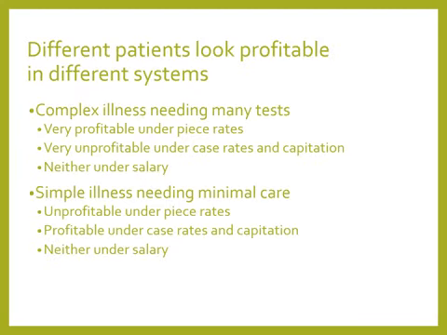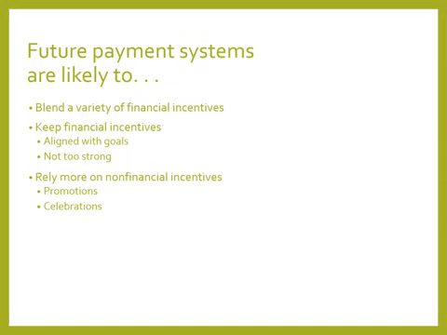So different patients look profitable in different systems. Complex illnesses needing many tests are very profitable under piece rates, very unprofitable under case rates and capitation, and neither under salary. Simple illnesses needing minimal care are unprofitable under piece rates and profitable under case rates and capitation, and neither under salary. So future payment systems are likely to blend a variety of financial incentives, which means putting all those piece rates, salary, and all those things together in one. Keep our financial incentives and rely more on non-financial incentives as we move forward.